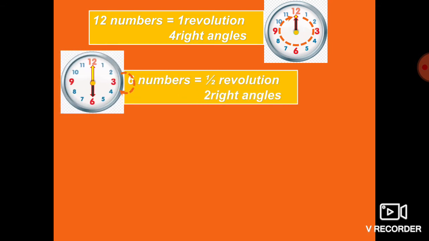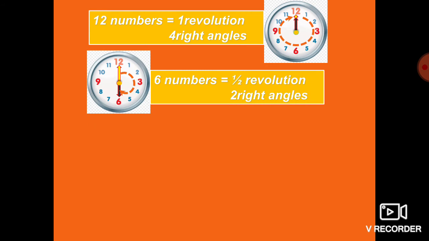Next clock, listen. Here 12 to 6. 12 to 6, how many numbers? 1, 2, 3, 4, 5, 6. Total 6 numbers. When 6 numbers come, half revolution. Half revolution. This point you remember. When 6 numbers come, half revolution. And how many right angles? 2 right angles.